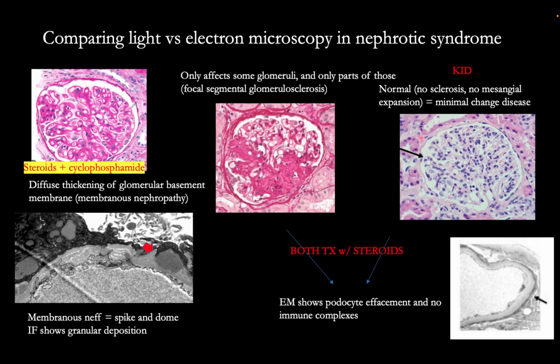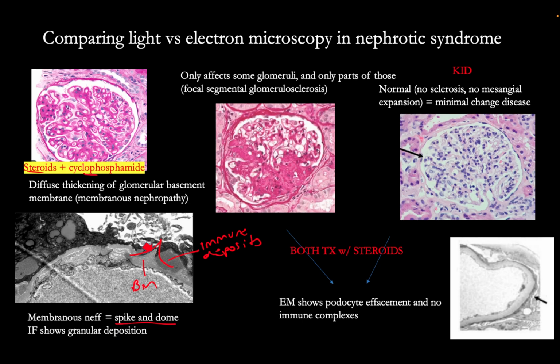Now, don't freak out on me here, but I taught you these 3 findings. The important thing is sometimes we need to look at the electron microscopy to know what's going on. And so if we see a spike and dome appearance, what that is, we have spikes, which are made up of basement membrane, and then we have the dome, which are immune deposits. And so our membranous, aka affecting all parts of the nephron equally, membranous nephropathy shows spike and dome appearance. And this is going to be treated both with steroids and cyclophosphamide.